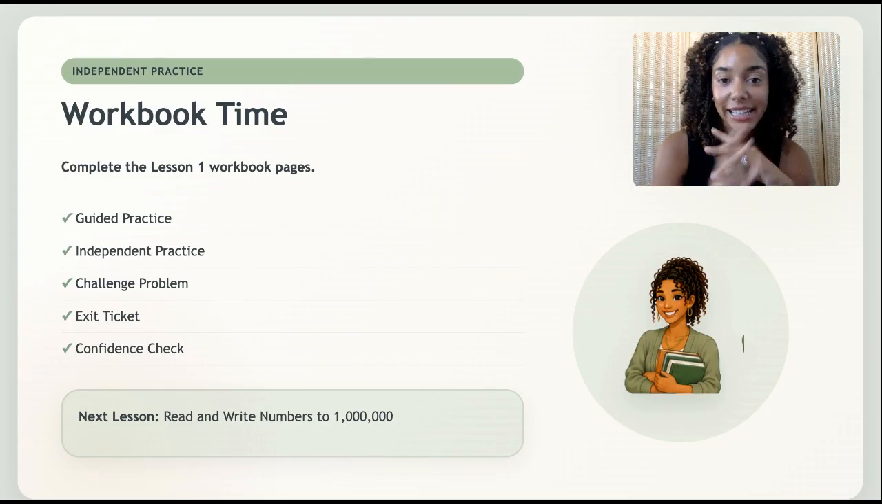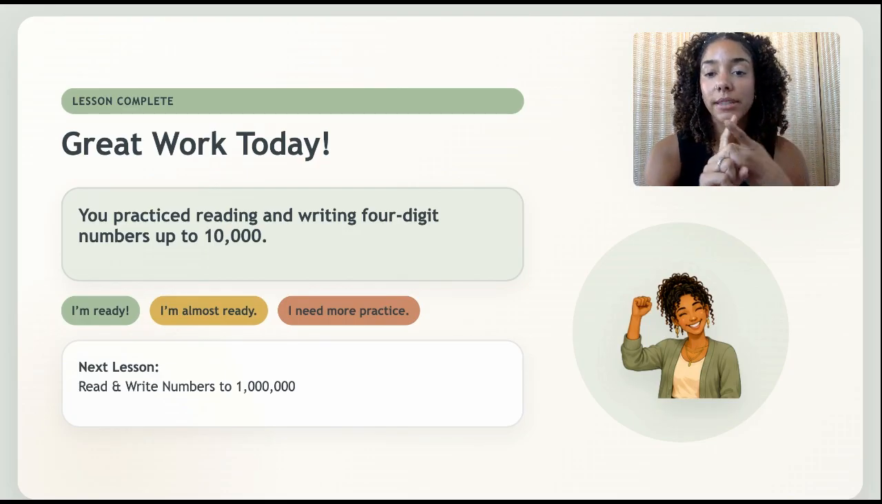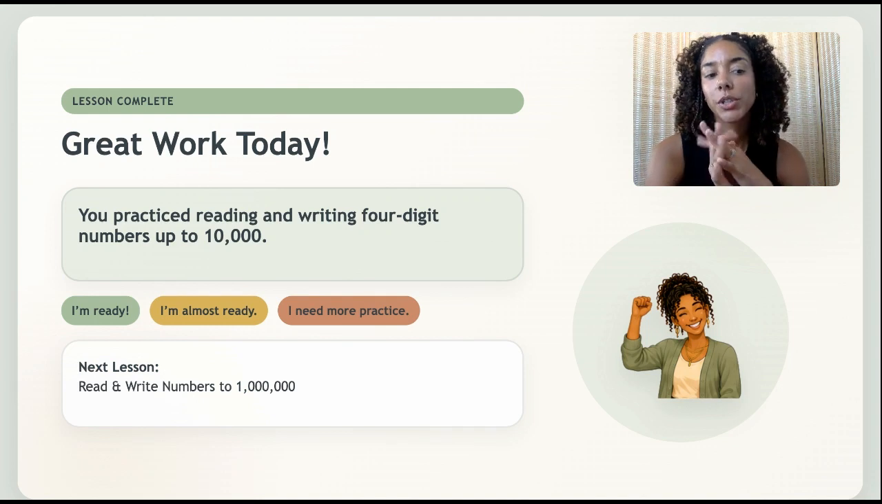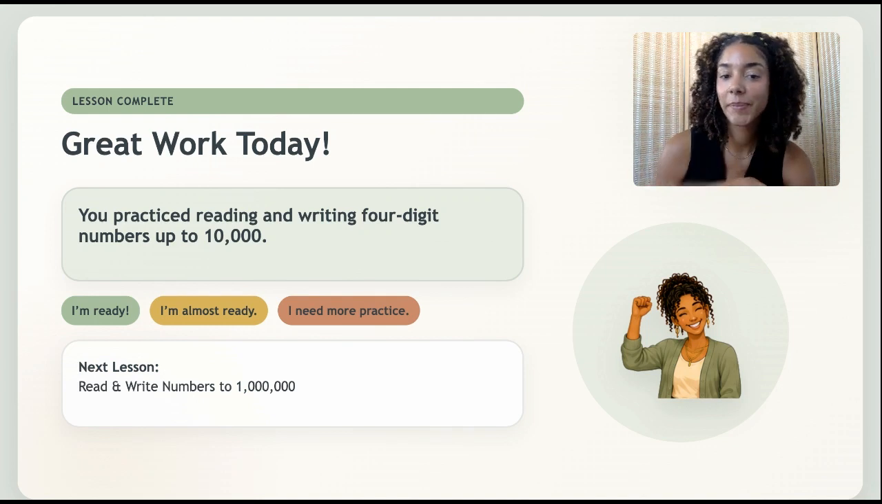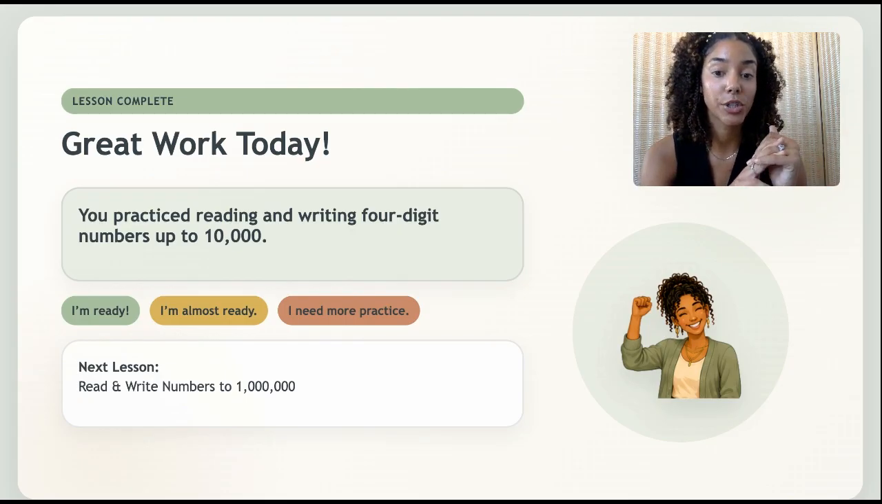Great work today. You practiced reading and writing 4-digit numbers up to 10,000. Before you finish, think about how confident you felt. You learned how the thousands place works, how zeros can hold empty places in a number. How are you feeling? Are you ready? Are you almost ready, or do you need a little more practice? In the next lesson, we're going to use the same skills to read and write even larger numbers.